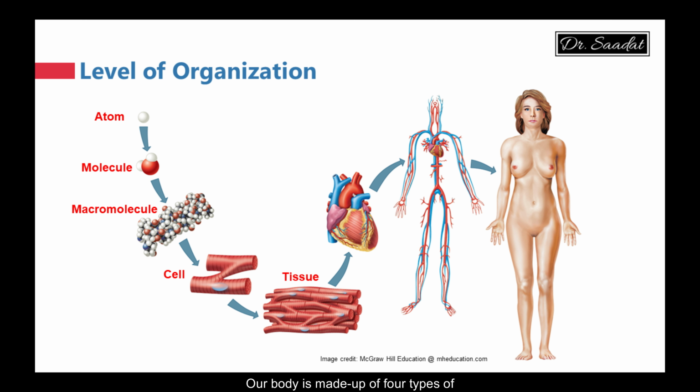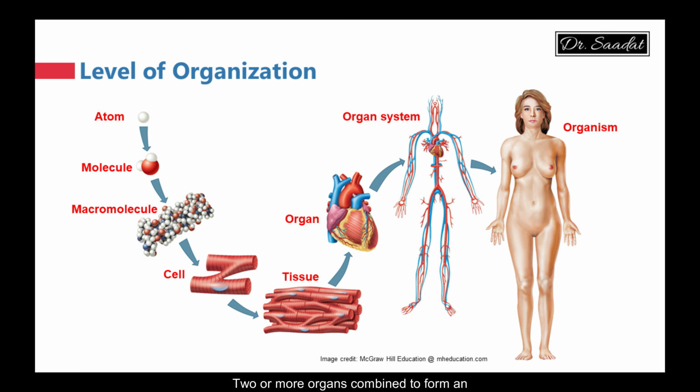Our body is made up of 4 types of tissues, which are epithelial tissue, connective tissue, muscle tissue, and nervous tissue. The next unit is an organ. An organ is defined as a structure consisting of 2 or more types of tissues that performs a specialized function. Examples include the heart, the brain, and the liver.